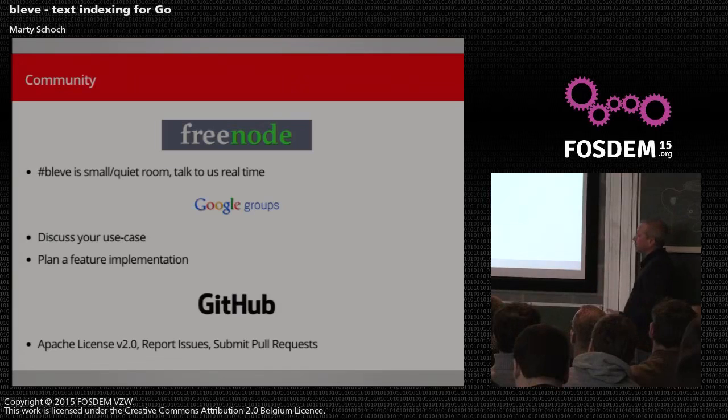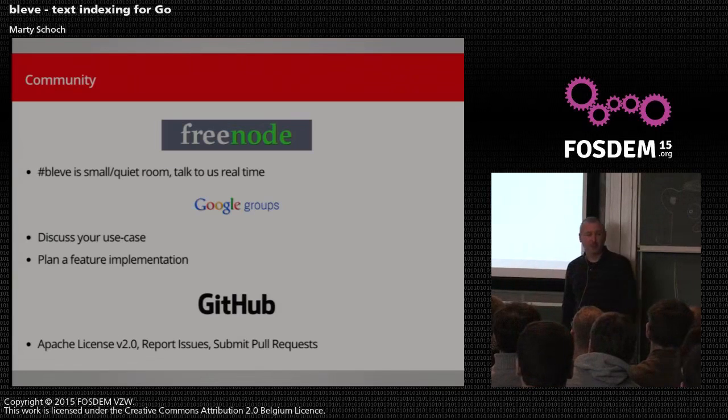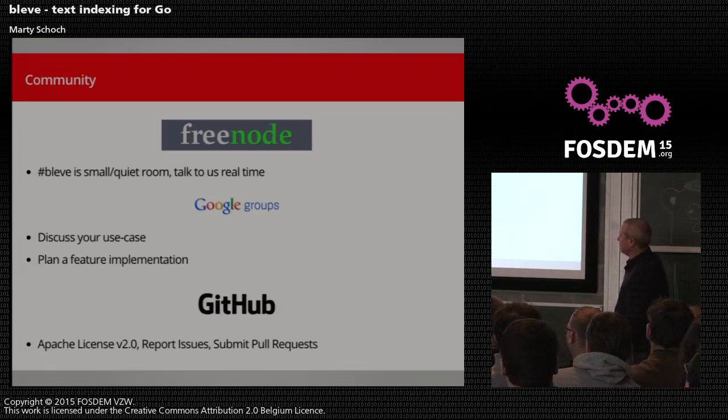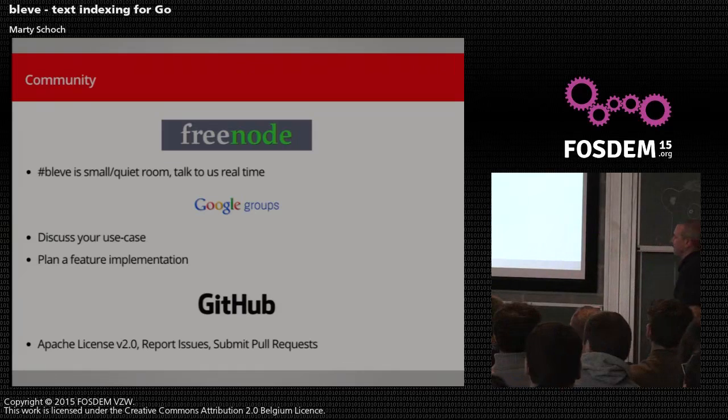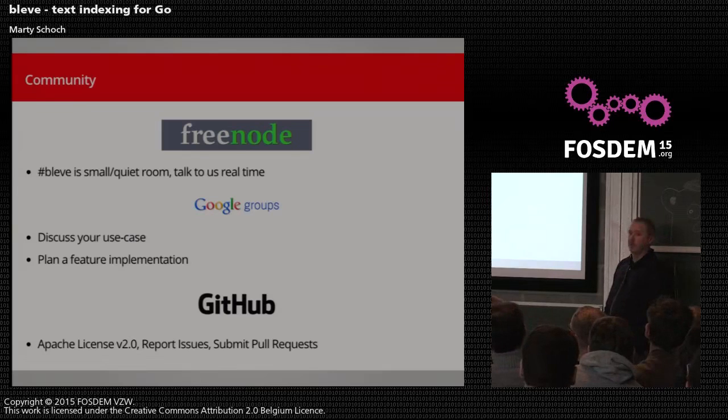In terms of joining or participating in the community, we do have a room on Freenode IRC. It's a small and quiet room right now, so you can pretty easily get my attention if you need to. Google Groups we use for general discussion. If you have a use case and you're not sure how to implement it, that's the right way to do that. If you're interested in planning a larger feature, this would be a great place to join in and talk about your ideas before you sit down and write a bunch of code.